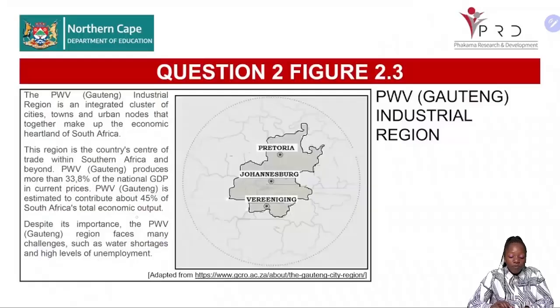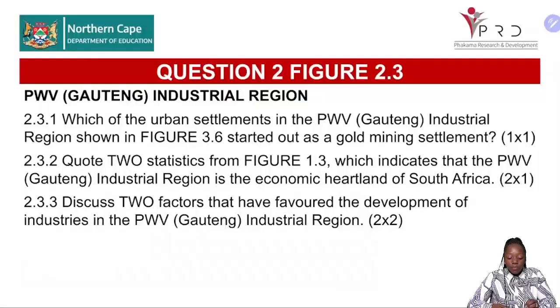As it says, the PWV Gauteng Industrial Region is an integrated cluster of cities, towns, and urban nodes that together make up the economic heartland of South Africa. This region is the country's center of trade within Southern Africa and beyond. The PWV, which is Gauteng, produces more than 33.8% of the national GDP in current prices. The PWV Gauteng is estimated to contribute about 45% of South Africa's total economic output. Despite its importance, the PWV Gauteng region faces many challenges such as water shortages and a high level of unemployment. So let us see what questions we have.